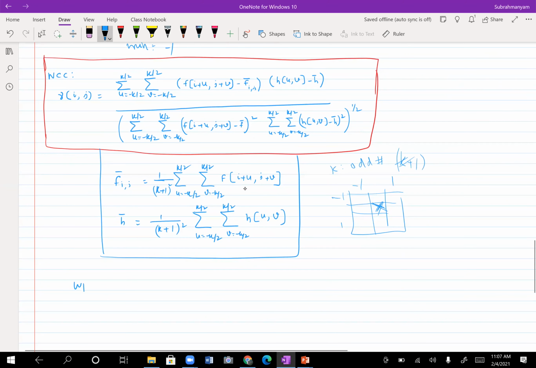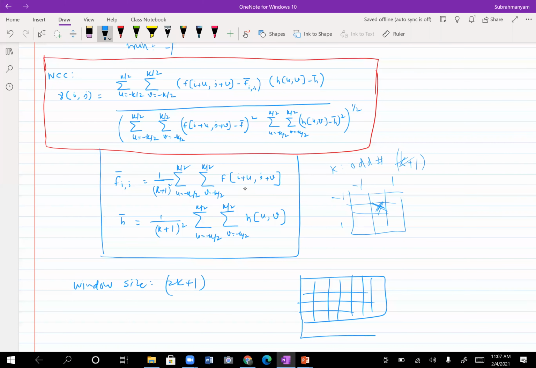So let the window size be, just to avoid any confusion in the notation, 2k plus 1. That means on whatever window I have here. Again, I could have considered different window sizes in both the u and v directions, then I just need to change the u, v values accordingly. But for now, I assume it is a symmetric one, with the number of rows and columns being the same.